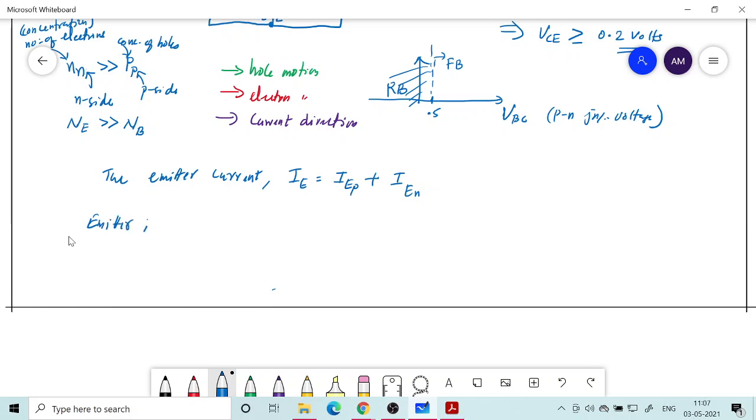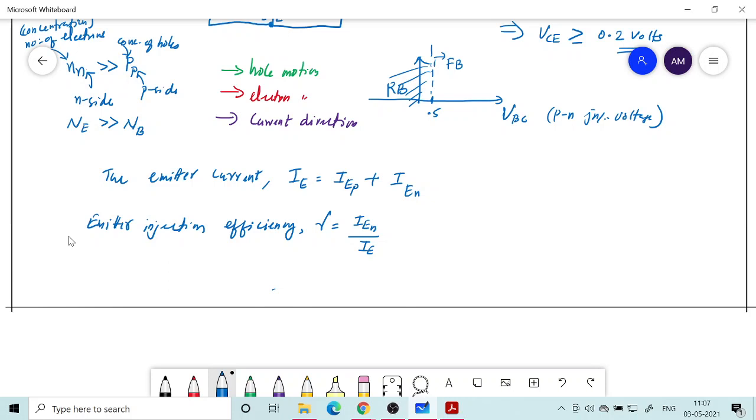Emitter injection efficiency. So this is with respect to the transistor. Since we have doped the emitter region much higher, we call this ratio gamma. What is gamma? Gamma is basically the current due to electrons divided by the total current, which is the sum of IEP and IEN.